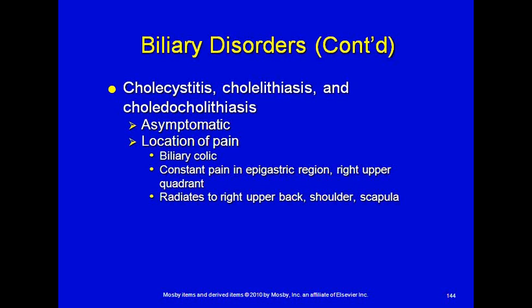Choledocholithiasis can be asymptomatic, or if there are symptoms, the pain is usually much like biliary colic or gallstones. It's a constant pain in the epigastric region in the right upper quadrant. It radiates to the right upper back, shoulder, and scapula. And because it's in the right epigastric region, gallstones, depending on how described by the patient, can mimic heart-related chest discomfort, even though they often say it comes and goes and it burns, and that's typically not heart, but you just can't be too careful in some people.